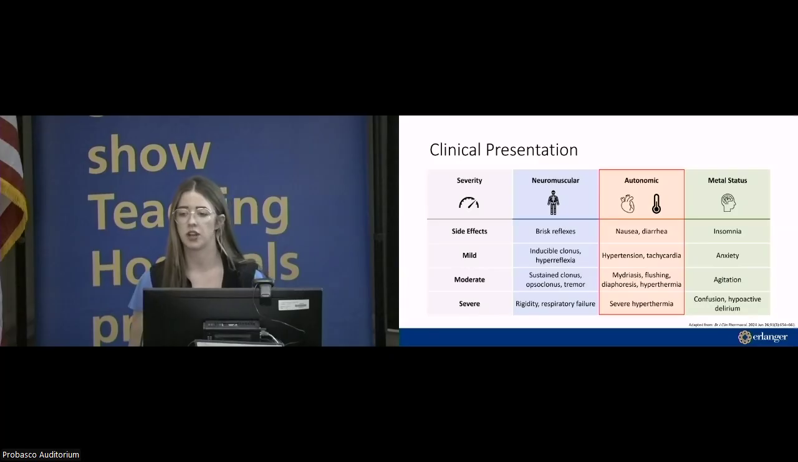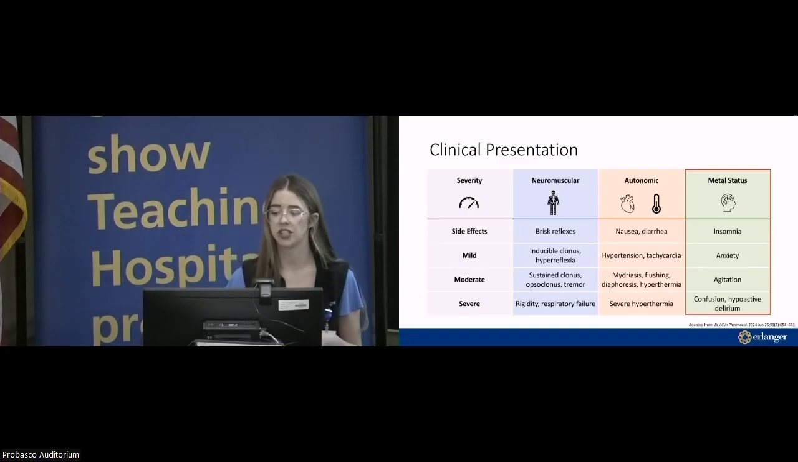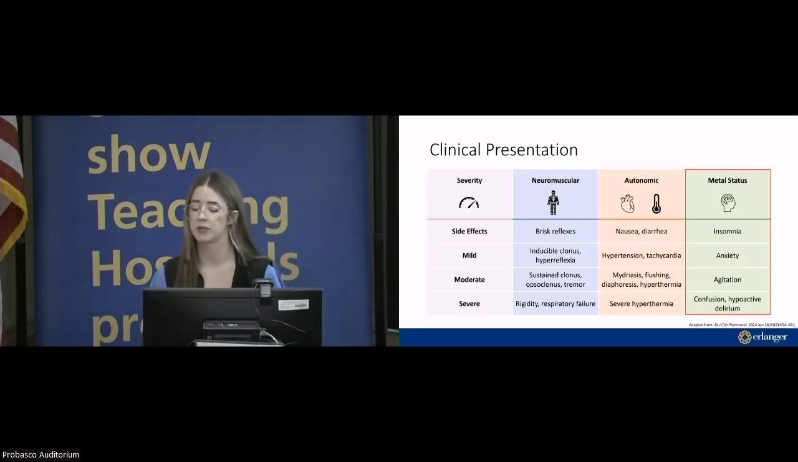Autonomic features include nausea and diarrhea early on, and then hypertension, tachycardia, flushing, diaphoresis, and severe hyperthermia as severity increases. And mental status changes are often seen with insomnia and anxiety, and can progress to agitation, confusion, and ultimately hypoactive delirium or coma.